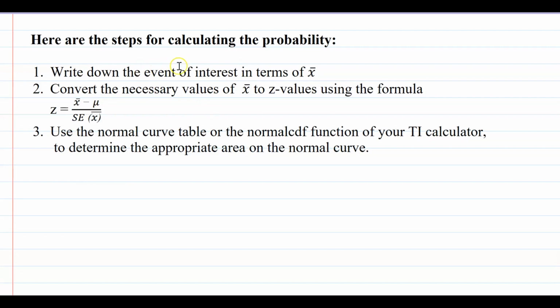Here are the steps for calculating the probability of the sample mean x bar. First, write down the event of interest in terms of x bar. Second, convert the necessary values of x bar to z values using the formula z equals x bar minus mu divided by the standard error of x bar. Third, use the normal curve table from your textbook or the normal CDF function of your TI calculator to determine the appropriate area under the normal curve. Now let's take a look at some examples.